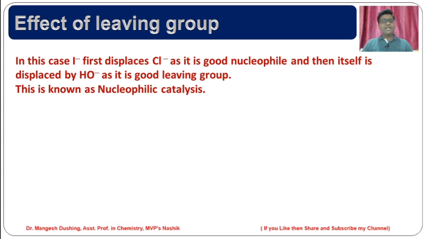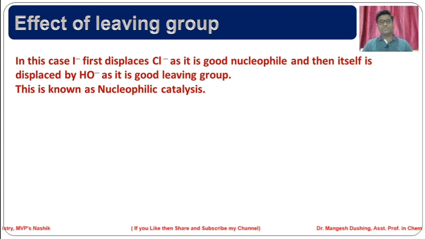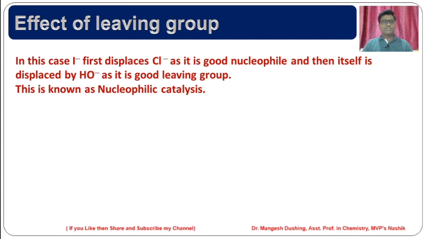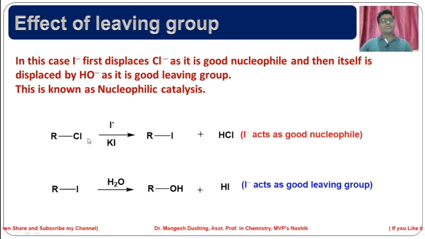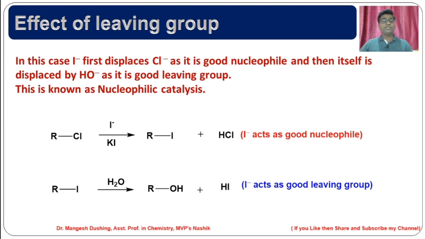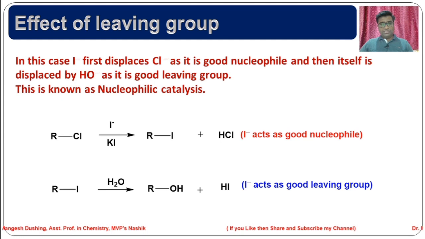In the case of I minus, it first displaces the Cl as it is a good nucleophile, and then it is itself displaced by the OH ion, as it is a good leaving group. This is known as nucleophilic catalysis. So we will see what nucleophilic catalysis is. For example, if you want to hydrolyze this alkyl chloride, as we know, that is a slow reaction as compared to the iodine because iodine is a good leaving group. Iodine is a good nucleophile also.